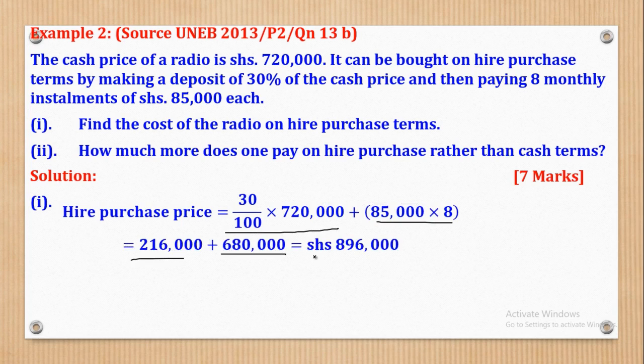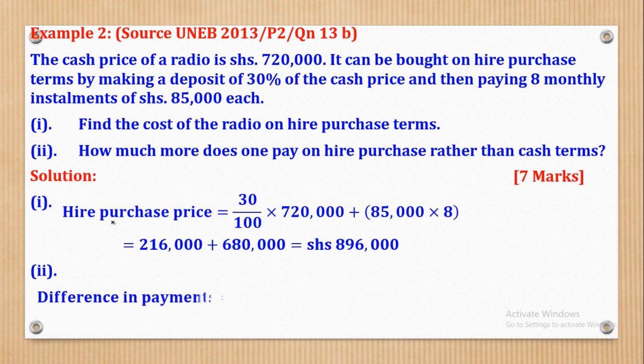When I simplify further, I'll come up with shillings 896,000. So that was the cost of the radio on hire purchase terms, and that was Roman 1. Now we shall go to Roman 2. Roman 2, they want how much more does one pay on hire purchase rather than cash terms.